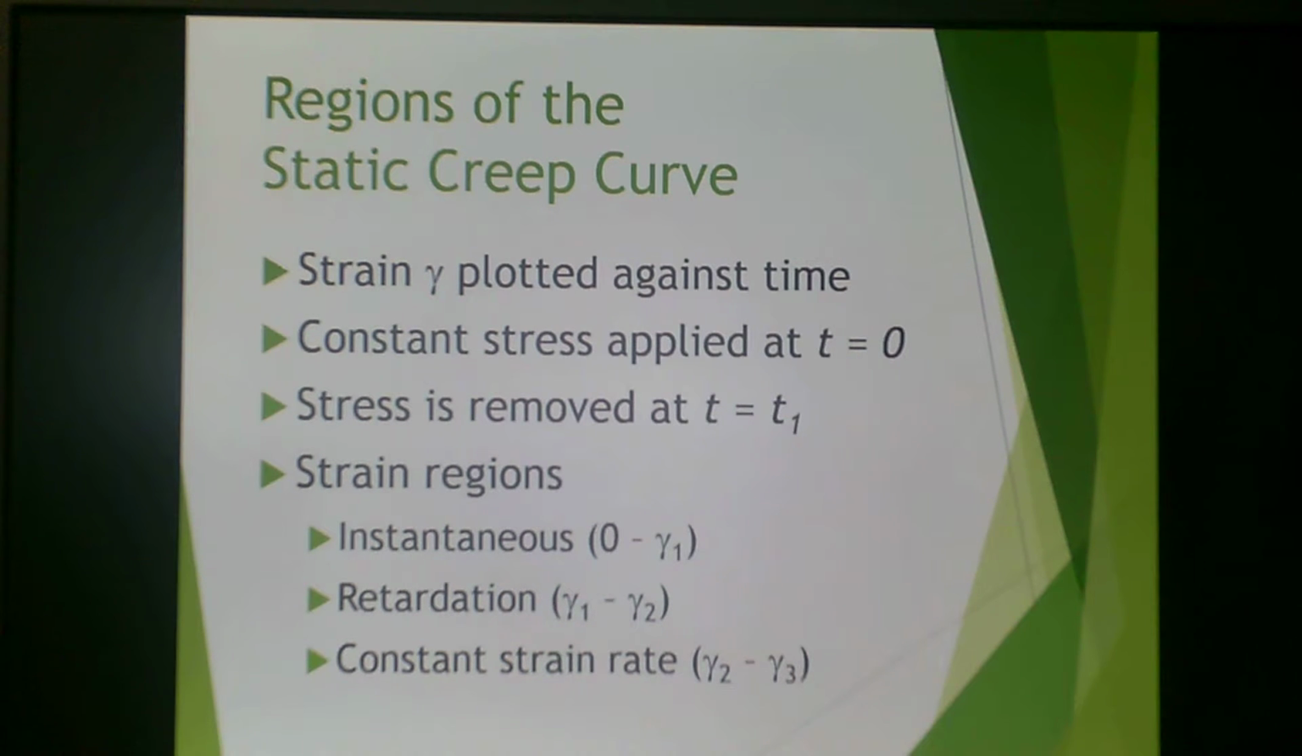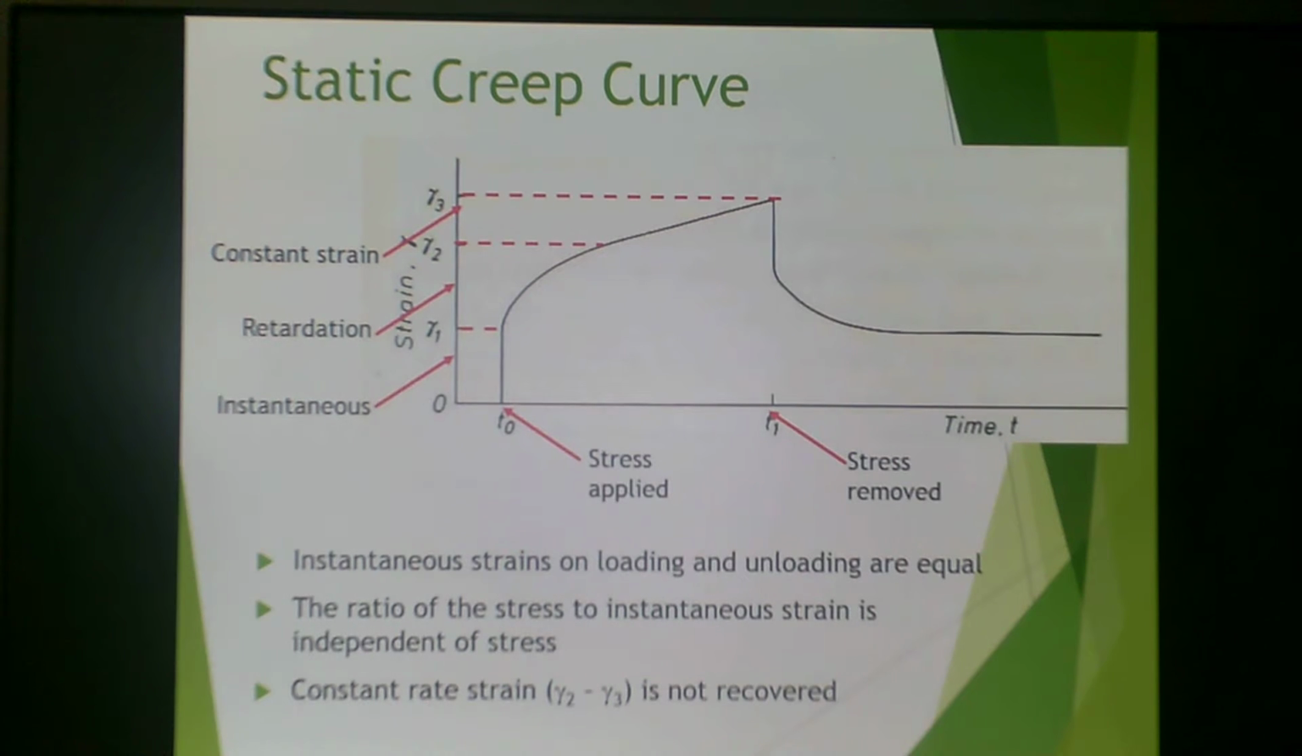You have different regions of this particular curve. The instantaneous region is 0 to strain 1. Retardation is strain 1 to strain 2, and then you have constant strain rate at strain 2 to strain 3. And this is shown here. So you have your instantaneous portion here, which is linear, and you have your retardation portion here, and then you have constant strain rate. This is also linear in its relationship, and then upon the stress removal.